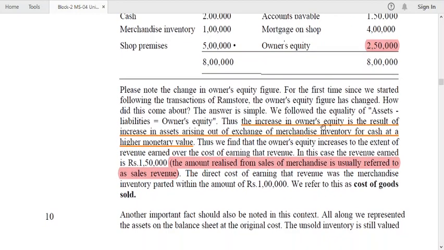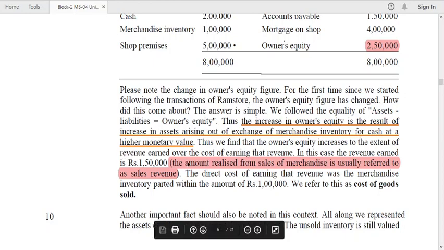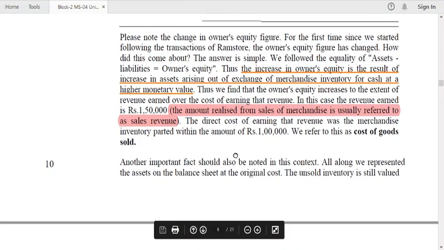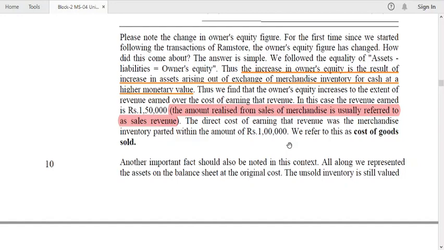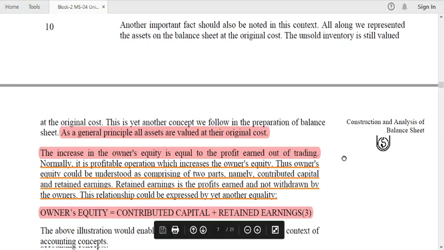Okay, the increase in owner's equity is a result of increase in the assets arising out of exchange of merchandise inventory for cash at a higher monetary value, which is profit of 50,000 rupees. The amount realized from sales of merchandise is usually referred to as sales revenue. Whatever amount we get after sales is called sales revenue. Fine. Let us go to the next point.